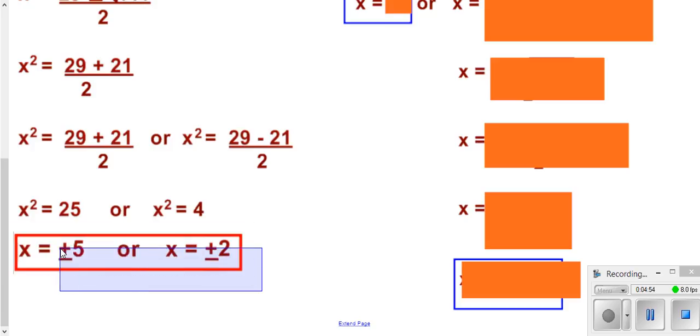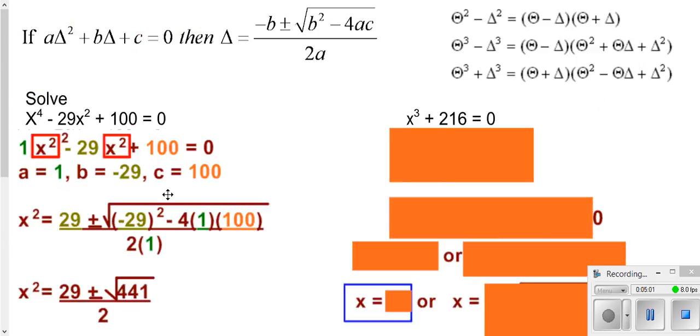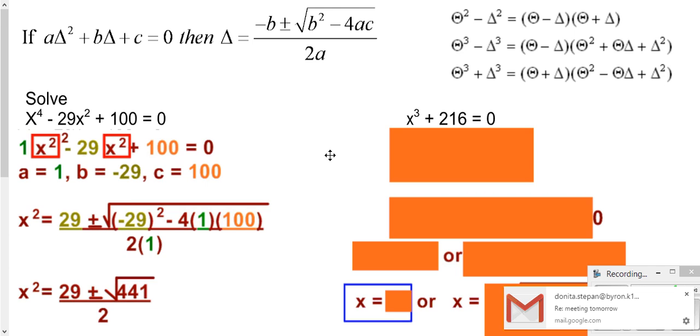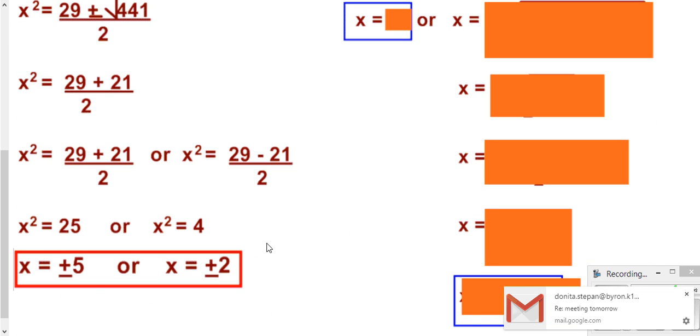Here we have a total of 4 answers. Now, we have 4 answers, and our highest exponent was 4. If you're dealing with a polynomial where your exponents are positive whole numbers, your degree, your highest exponent, tells you how many answers you'll have, which we had 4.